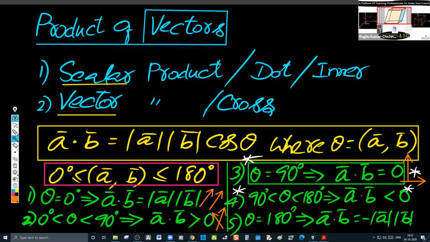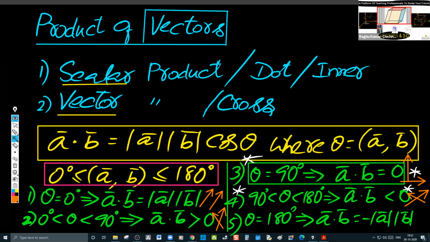And in case of A dot B less than 0, how will the vectors be? The angle between them will obviously be greater than 90 degrees, and hence they are like this. Greater than 90 degrees, and hence they are like that. Okay, so this is to be understood carefully.